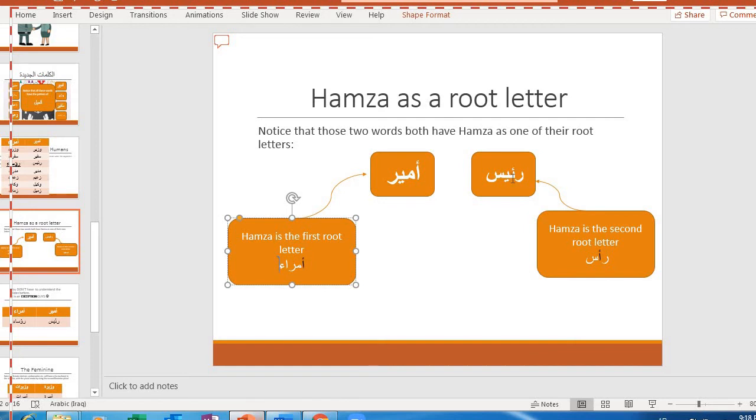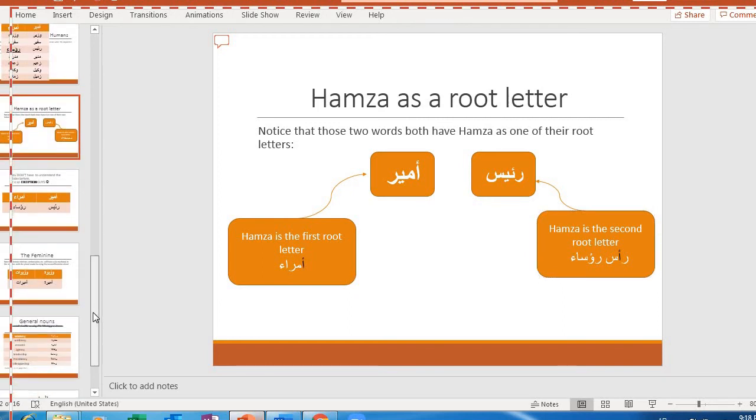But if you have Hamza as a root, what do we mean by a root? If Hamza is in the middle of the word, like in Ra'is, then only in this case, the original word is Ra'asa, so it will be Ru'asa. We change the Hamza to waw, and add it only in this word. So Ra'is becomes Ru'asa.